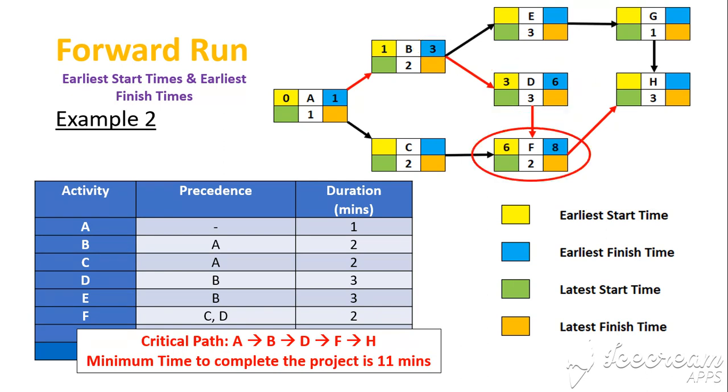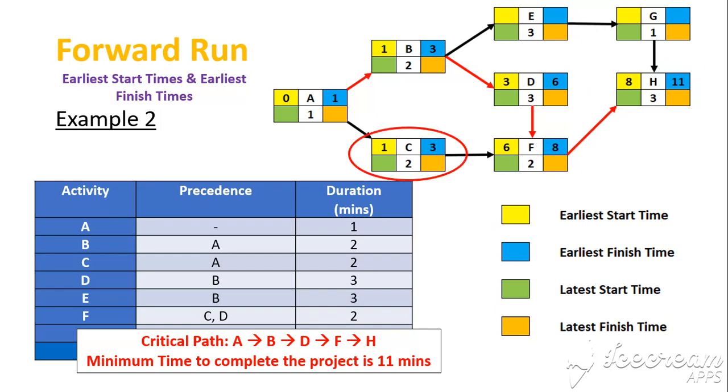Then we're moving on to activity F. Notice that activity D finishes at 6 minutes, so activity F can start at 6, it takes 2 minutes to finish, and it will finish at 8 minutes. And finally we go to activity H. Notice that F finishes at 8 minutes, so H can start at 8 minutes, and it takes 3 minutes to finish, which will finish at 11 minutes.